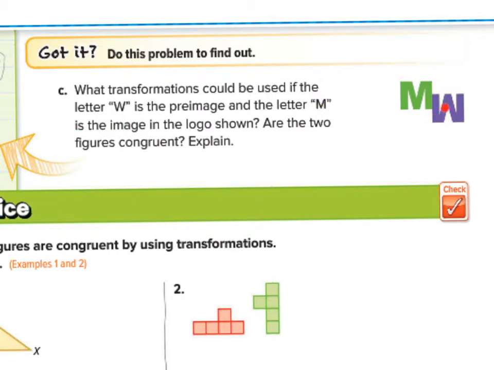So we have W as the pre-image and it's going to be rotated. We can rotate it from this point, we create a point there, and then we translate it by moving it down slightly. Are the two figures congruent? Explain. They look quite congruent just simply by looking at them, but let's see.